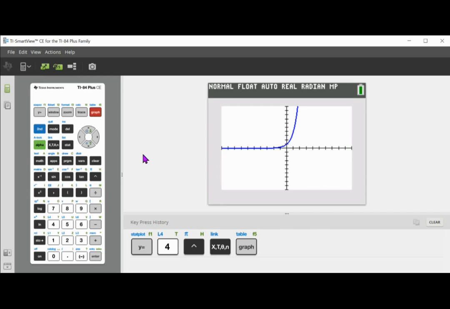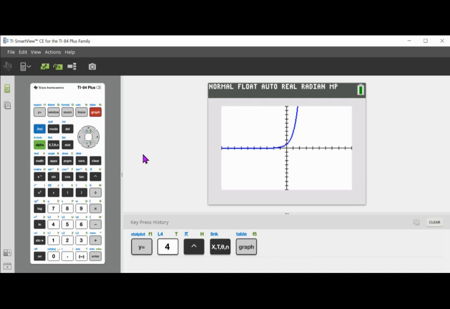And here we can see it looks like our examples that we did on our notes of growth as it's going up to the right side, up and to the right. As our x's get larger, the y values are going to get much larger. So this is an example of growth.